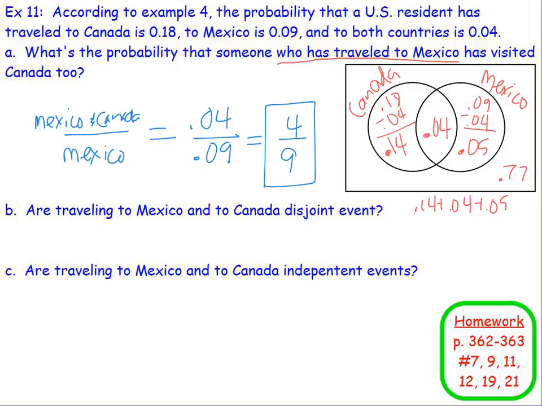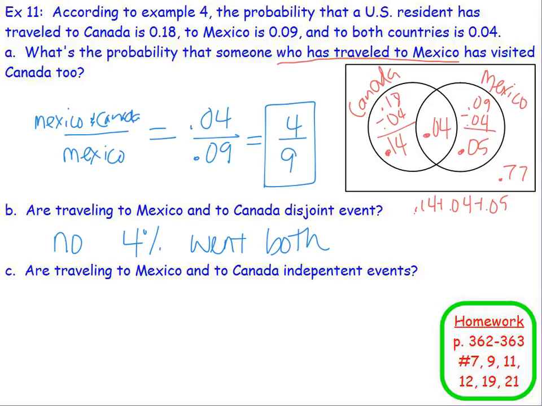Are traveling to Mexico and Canada disjoint events? Well, if you reference back, disjoint meant the exact same thing as mutually exclusive, which meant they couldn't have anything in common. Are there people in common between Mexico and Canada? And the answer is yes. So no, these are not disjoint because 4% of the people went to both places.